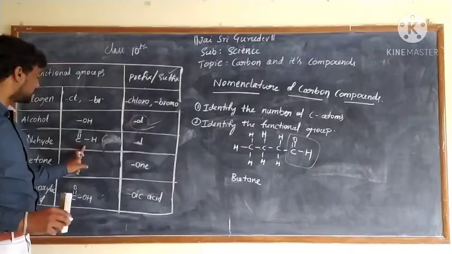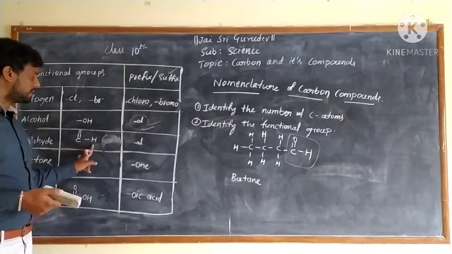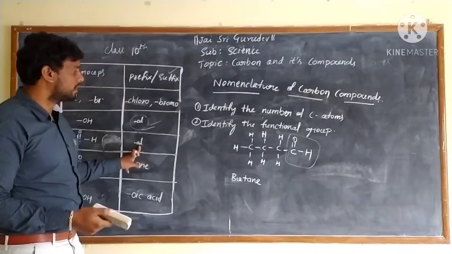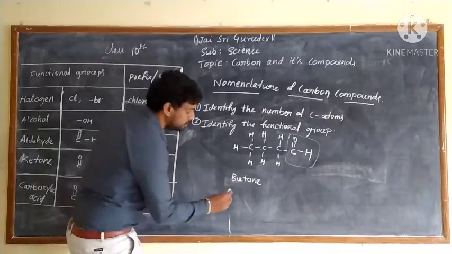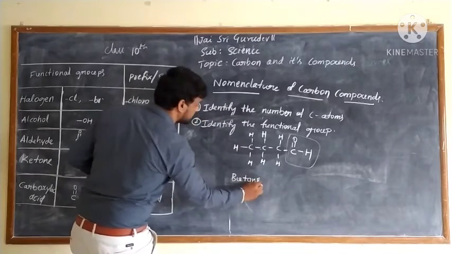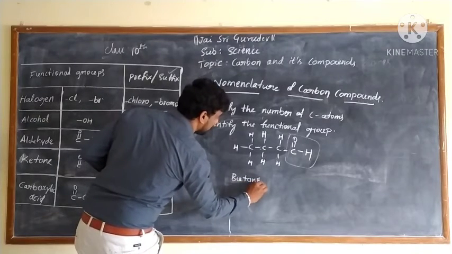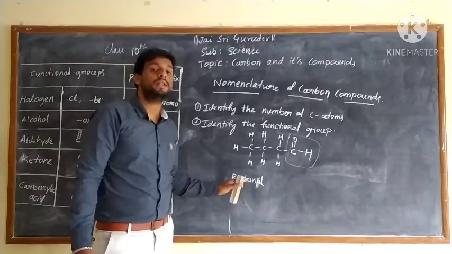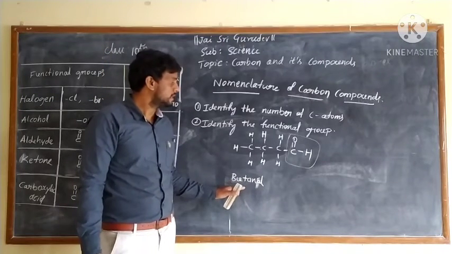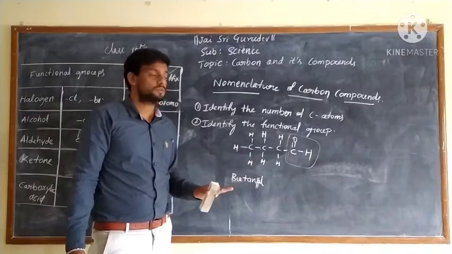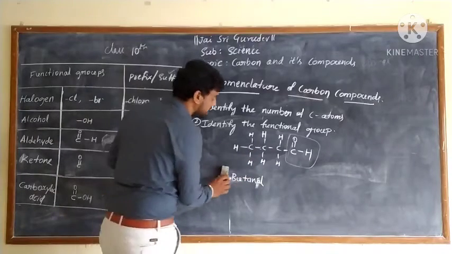Which functional group is replaced? Aldehyde. C double bond O single bond H means aldehyde. So the suffix used for aldehyde is al. Now just erase E here, then put the suffix of aldehyde, al. The name of this compound is butanal. This is butanal, a carbon compound. So this is the naming of carbon compounds.